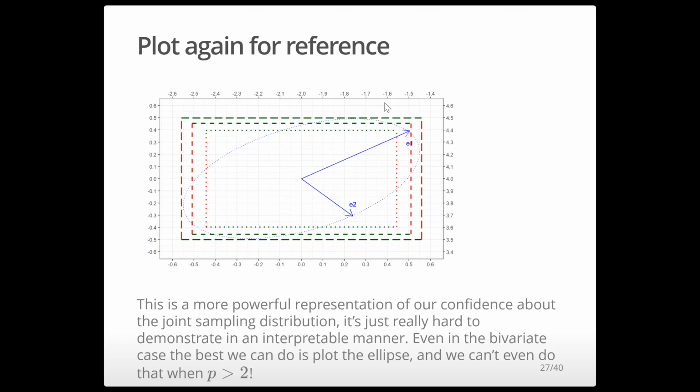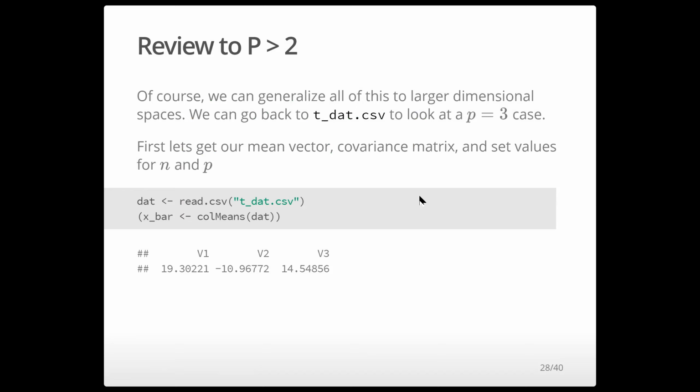There's just not really a great way to define this area within it. Whereas it's easy to do so for the Bonferroni confidence intervals, since they're just lines that go from here to here and from here to here. So this is a much more powerful way to have confidence about a given pair or sequence of means. It's just really hard to represent this. And even in the bivariate case, the best we can really do is plot it. And we can't really even do that when p is greater than 2. So we can, of course, generalize all of this to larger dimensional spaces.